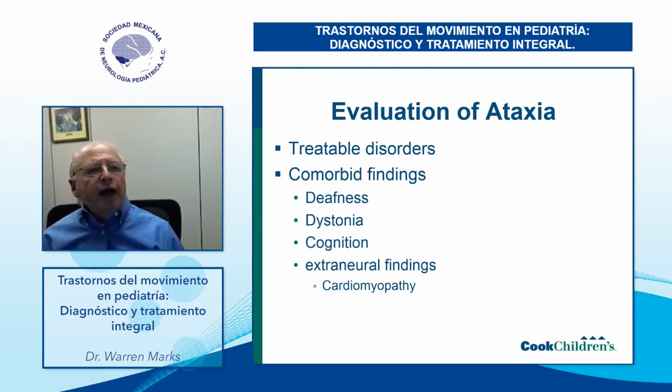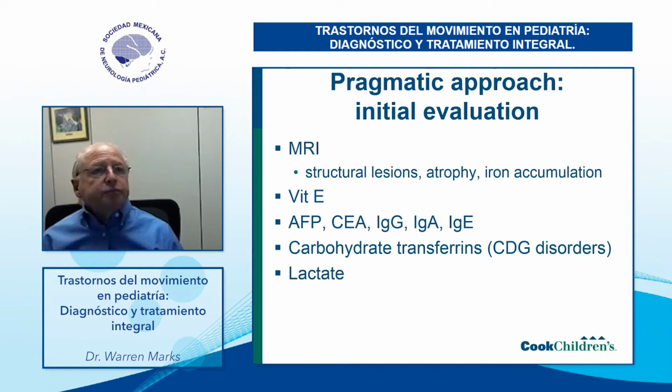So how do I evaluate ataxia? What I think about is what's treatable first, and I can worry about everything else later. So I think about treatable disorders, and I think about the comorbid findings of deafness, dystonia, cognition, and then things that are not neural findings that may be involved, like cardiomyopathy and endocrine disturbances that you may often see in things like Friedreich's ataxia.